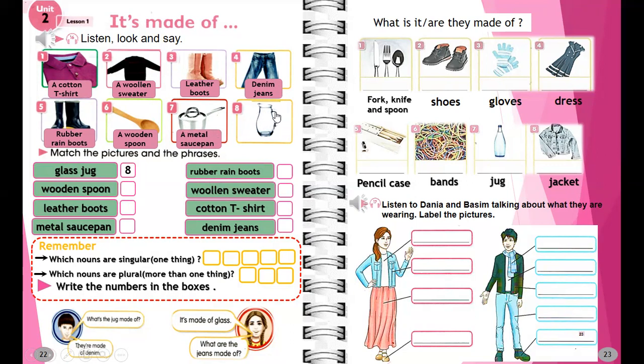And finally number eight. What's it made of? من ماذا مصنوع the jug? It's a glass jug. A glass jug. إنه جرة زجاجية. A glass jug.